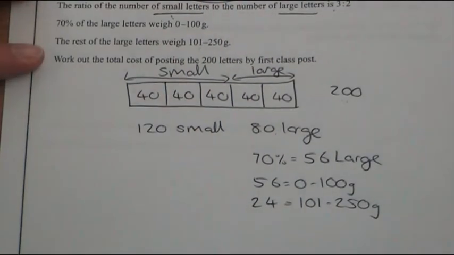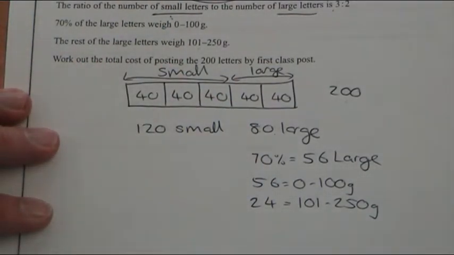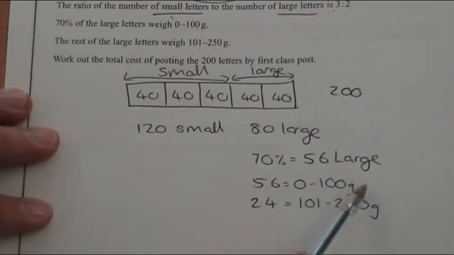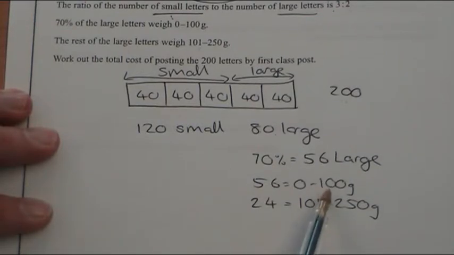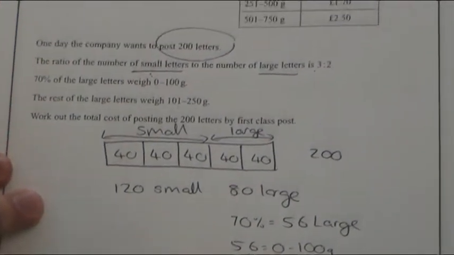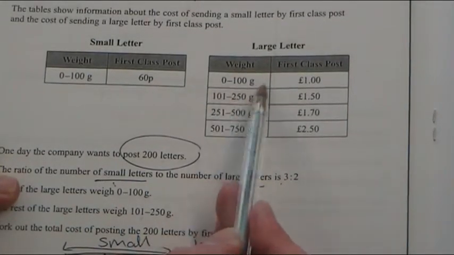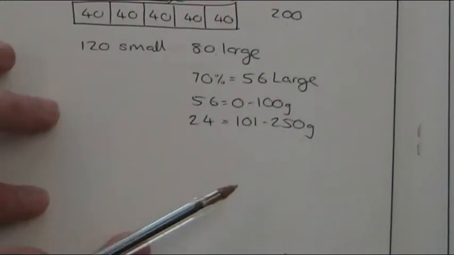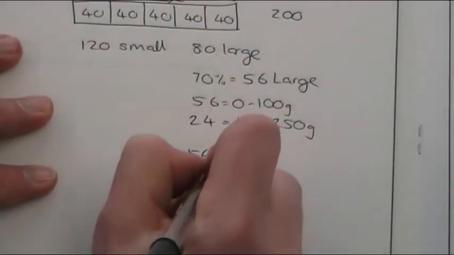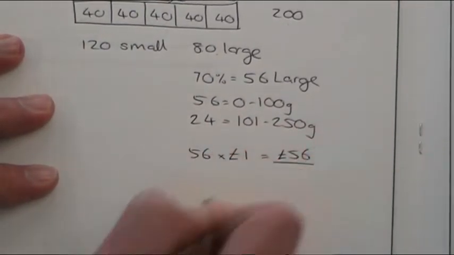The small letters are all the same price. So this isn't going to get confusing at all. So let's work out the large ones. So 56 of them are between 0 and 100. So using this grid, let's find 0 and 100. We know there's 56 of those, so that's 56 pounds. So 56 times 1 pound is 56 pounds.